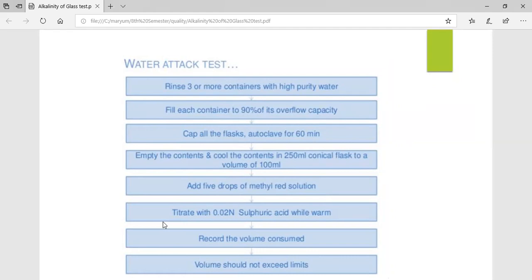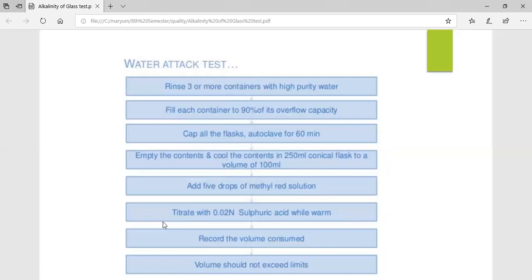Add 5 drops of methyl red solution to the water which was in the container when we autoclaved it. Then we titrate it with 0.02 normal sulfuric acid while warm. The condition is that we have to perform this reaction in warm water. We record the volume consumed, that is, the volume of the acid.